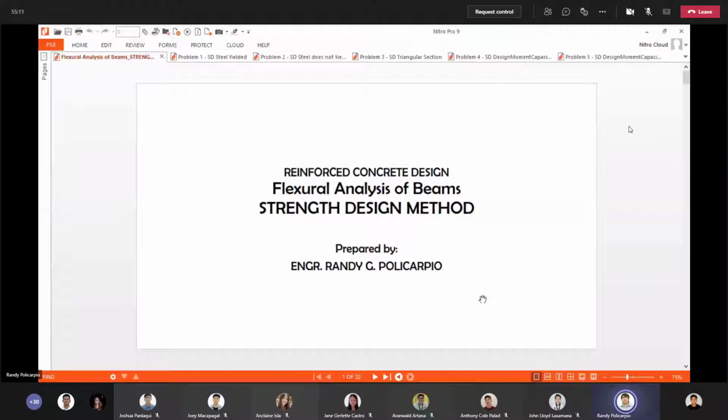So mapapansin nyo, wala tayong design of beam using WSD because the code doesn't allow anymore, yung design ng specifically mga buildings, using the WSD. Okay? So the code specified that we need to use the strength design method. Okay? Kaya yung analysis and design is involved pagdating dito sa ating strength design method.